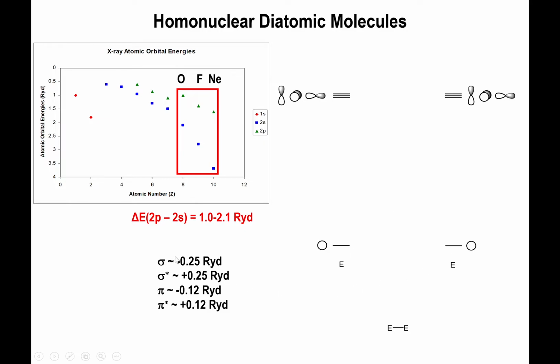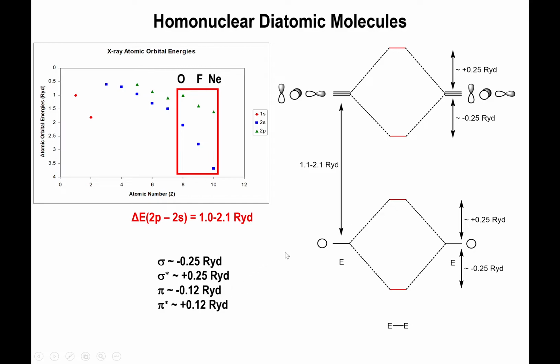Technically speaking, when we make a sigma bond, we're going to go either up or down by a quarter of a Rydberg, and when we make a pi bond, we're going to go up or down by about 0.12 Rydbergs, so about half the amount of the sigmas. This is totally rough, by the way. It's not super great, but the idea is that the separation from the s to the p's is about 1 to 2.1 Rydbergs. So these types of changes ensure that we never actually touch the molecular orbitals with one another.